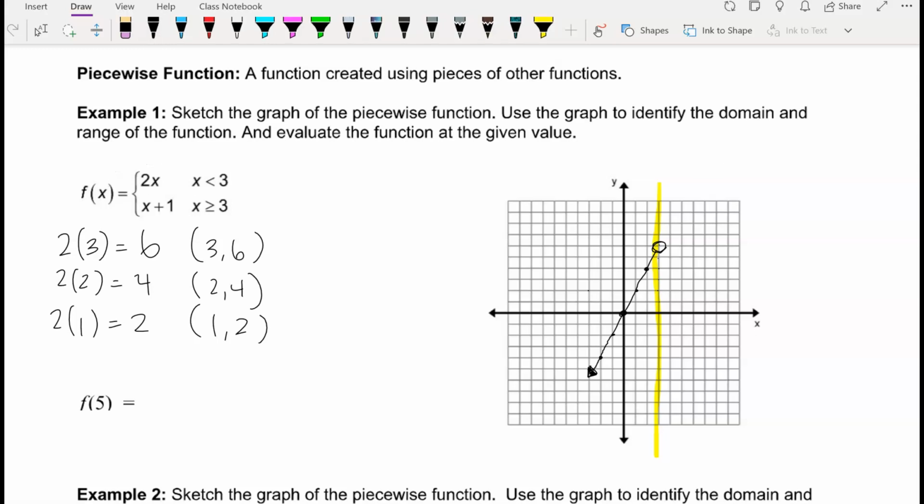All right, then the next one, x plus 1 for x greater than or equal to 3. So when it's 3, we're going to add 1, so it'd be 4. So at 3, 4. So 1, 2, 3, 4. It's going to be a solid circle because we're equal to. And then we want everything above. So 4 plus 1 is 5. So at 4, we're at 5.